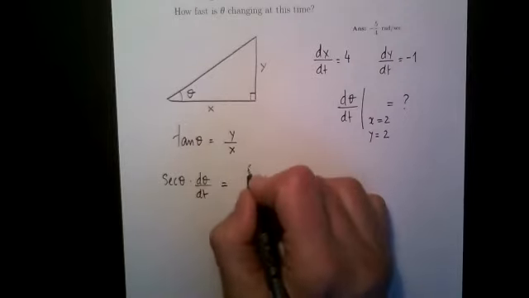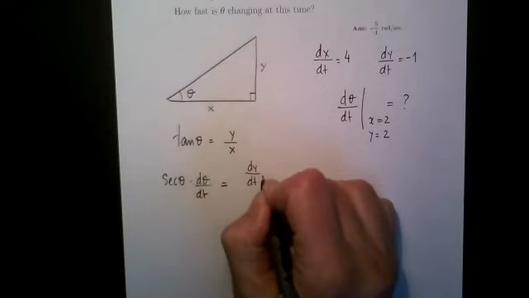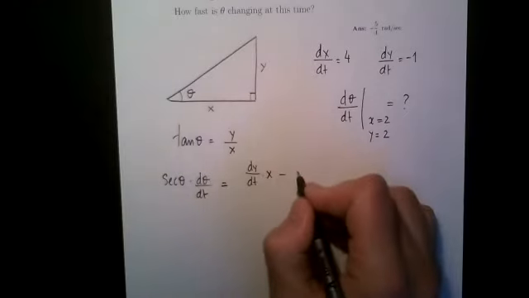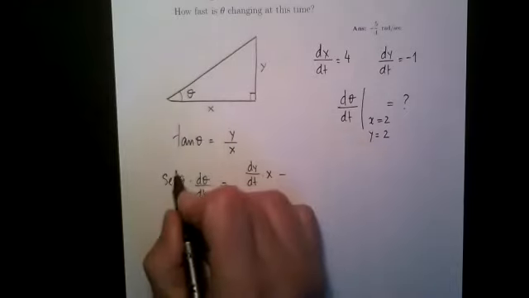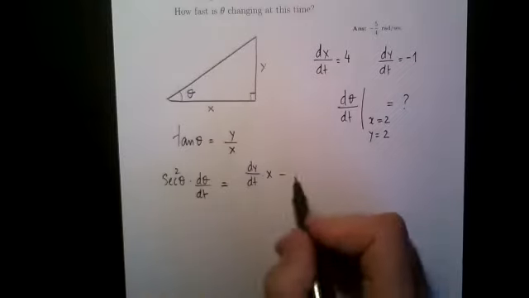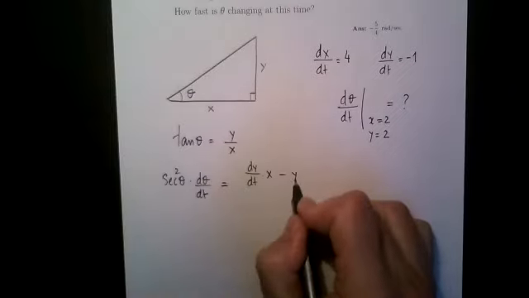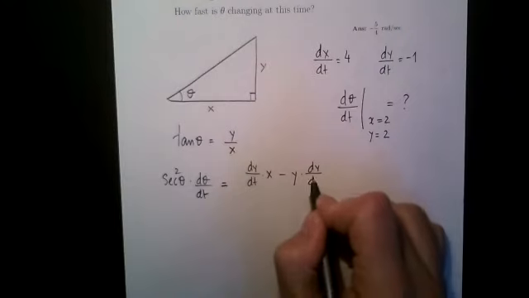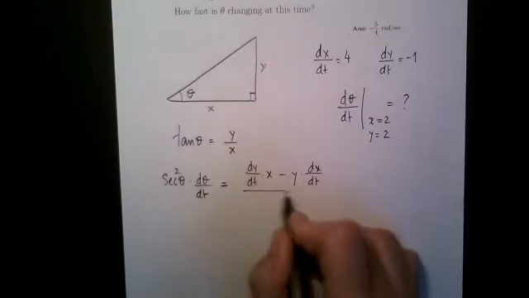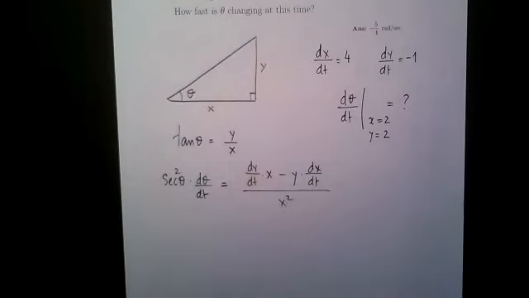So dy/dt times x. Isn't it secant squared of theta? Yeah, thank you, I forgot. You're right. Minus the top times the derivative of the bottom, divided by the bottom squared. Okay, so let me check here.